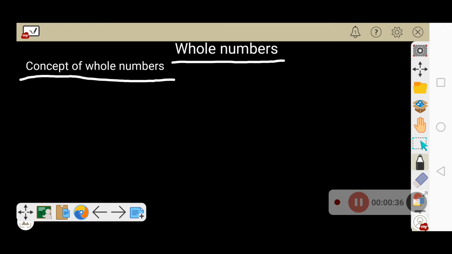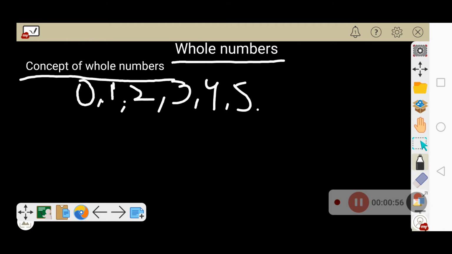So let's start with what are whole numbers. Whole numbers are basically simple numbers that start with 0, like this: 0, 1, 2, 3, 4, 5, 6, 7, and goes on.